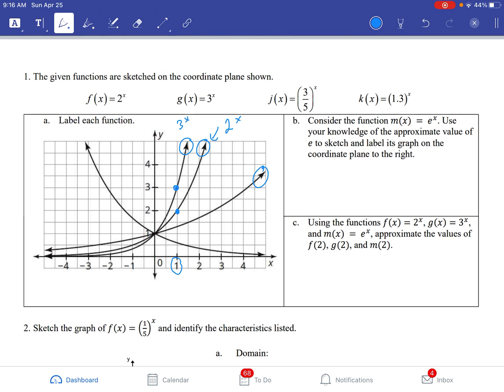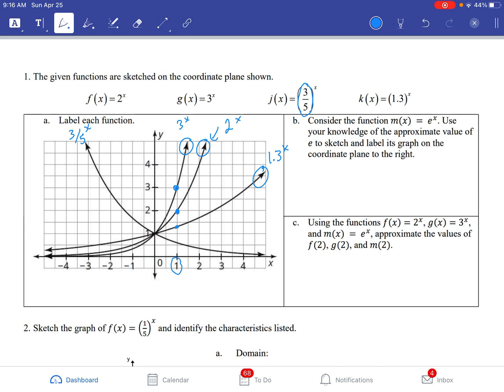Next we have j of x equals (3/5) to the x. Right? Because our b value is less than 1 but greater than 0, this is a decay function. Well, there's only one decay function. It's this one over here. And lastly, 1.3 to the x is going to be this one by process of elimination.